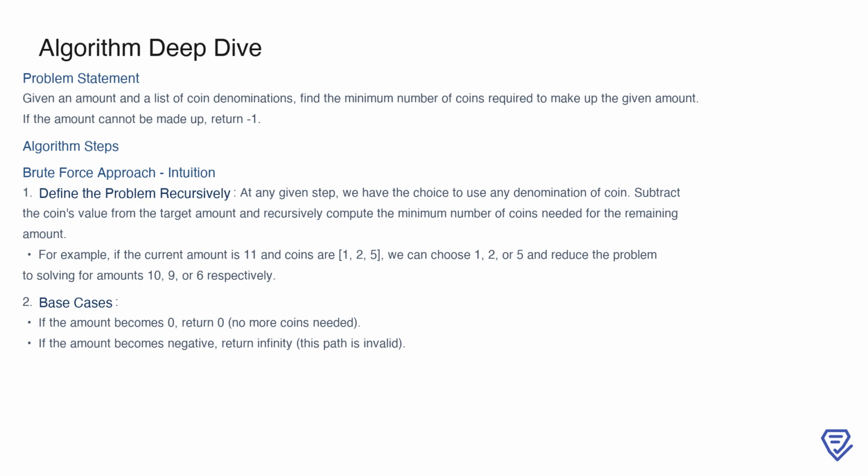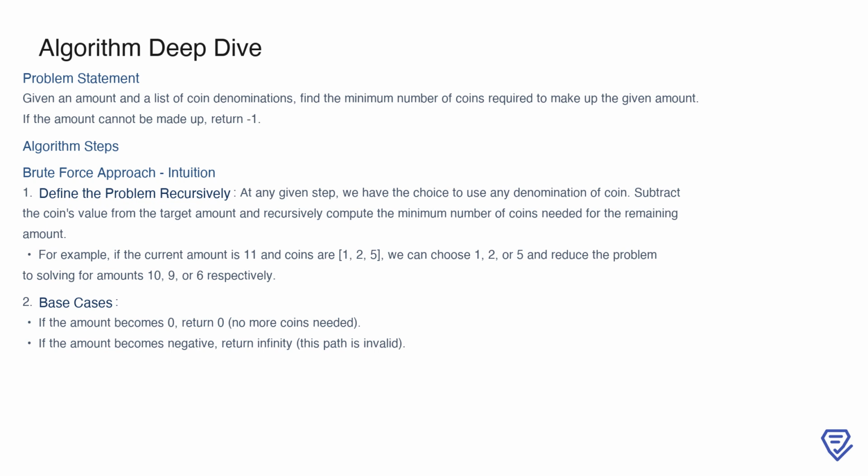The brute force approach begins with a recursive perspective. At each step, we have the option to use any denomination of coin. By subtracting the chosen coin's value from the target amount, we reduce the problem to finding the minimum coins required for this smaller amount. For instance, with an amount of 11 and coin denominations 1, 2, 5, we can create smaller subproblems for amounts 10, 9, and 6, depending on whether we use the coins 1, 2, or 5, respectively.